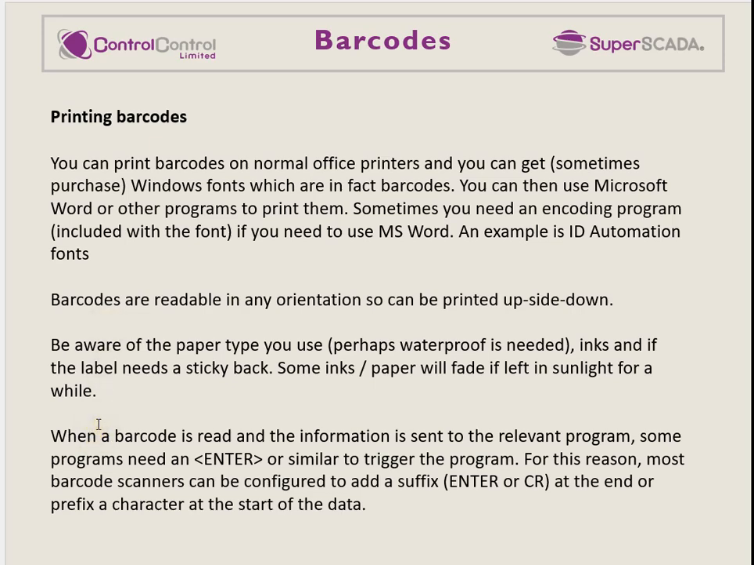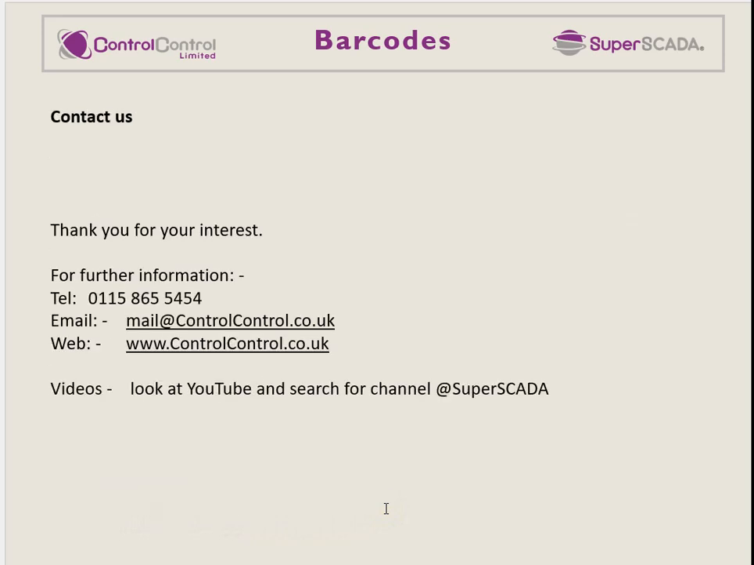And finally, when a barcode is read and the information is sent to the relevant program, some programs need a terminating character like an enter or something to trigger the program to say, go and interpret this data. And for this reason, most barcode scanners can be configured to add a suffix, enter or carriage return or maybe even tab at the end, or you can prefix a character at the start of the data, and that's configured inside the barcode scanner.